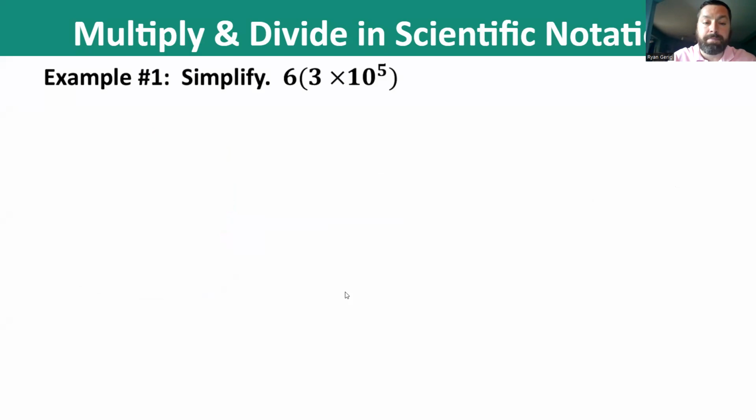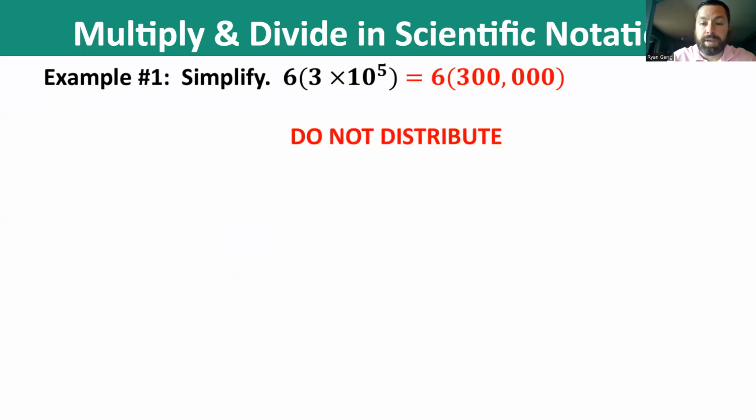So, simplify. A lot of people want to distribute this. So let's take 3 times 10 to the 5th and write that in standard notation, written out. That's 300,000. 6 times 300,000 is just a multiplication problem. We are not distributing here.